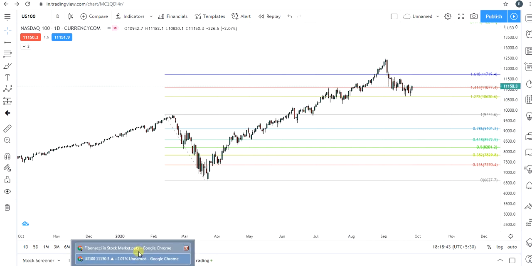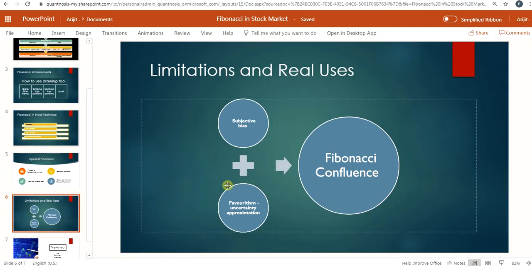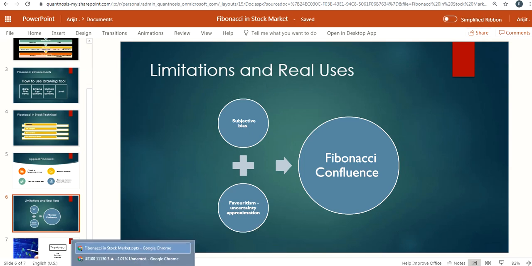So now you must be thinking, if I know that there's uncertainty, then why will I use it? Or if there is a subjective bias, so if I draw something and my level is not correct, somebody else's level is correct, then what's the real use of this? Now the answer to that question is the confluence. So Fibonacci, like many other technical tools, is supposed to be used together with another form of technical analysis.